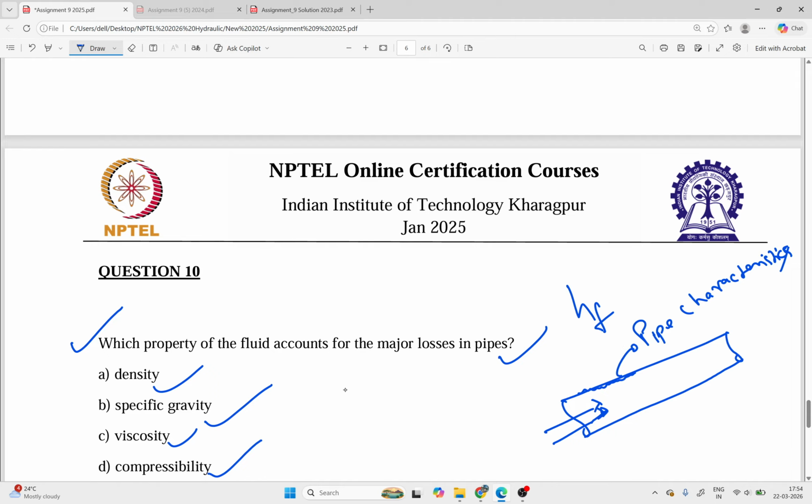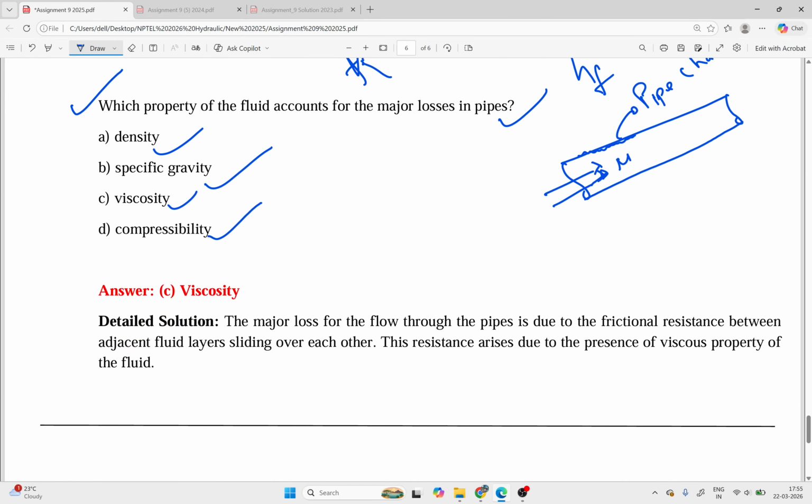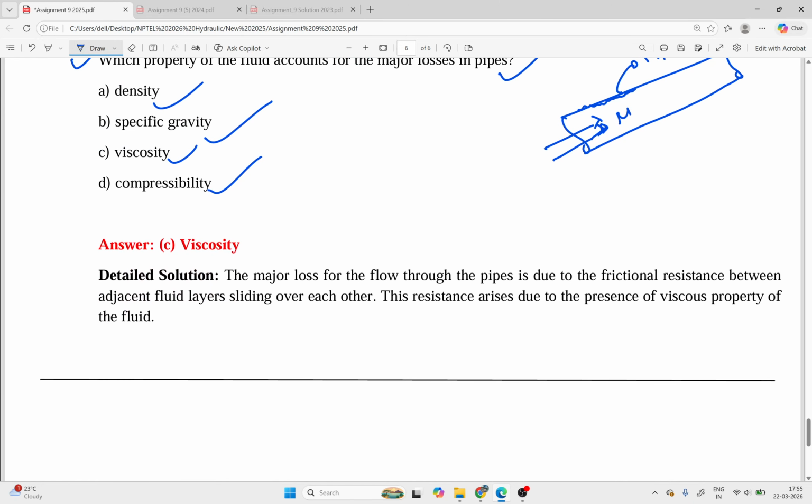So what are the fluid properties? Fluid properties are density, specific or unit weight, and also viscosity and compressibility. These are the fluid properties. Out of these, viscosity is responsible for the major loss. How? Let me explain it well. Let me just read, then I'll explain.